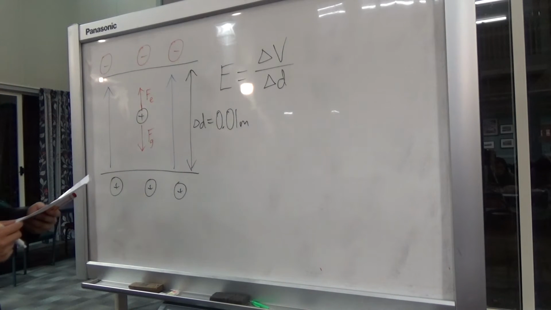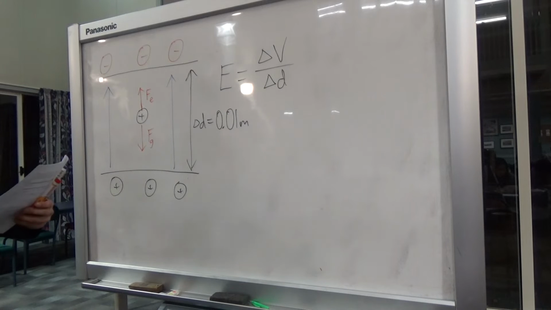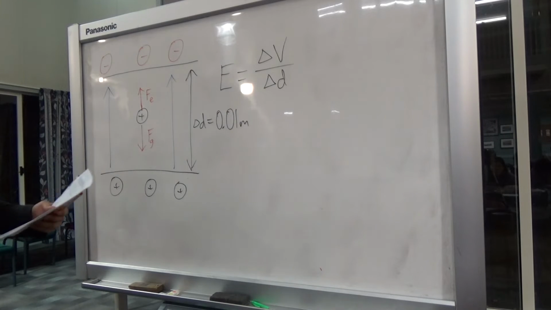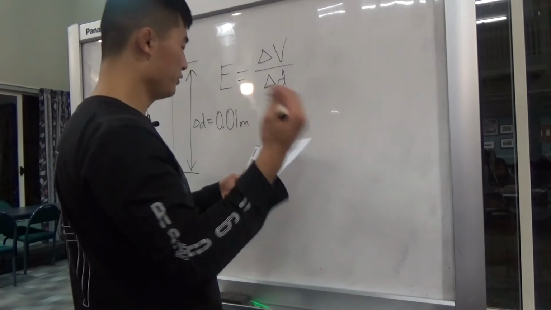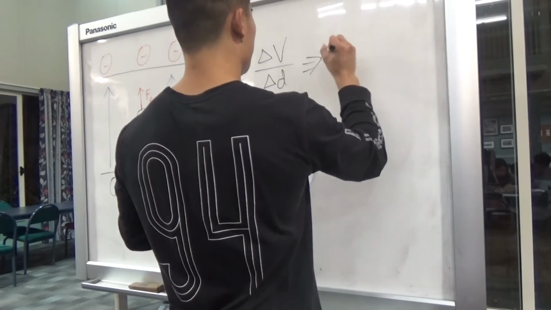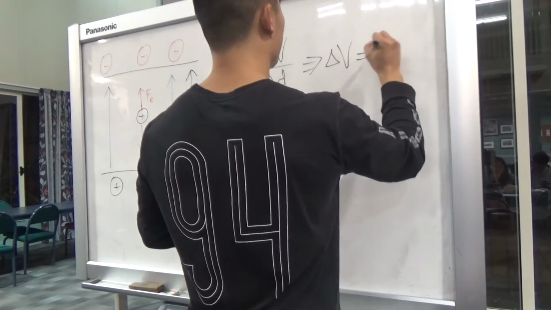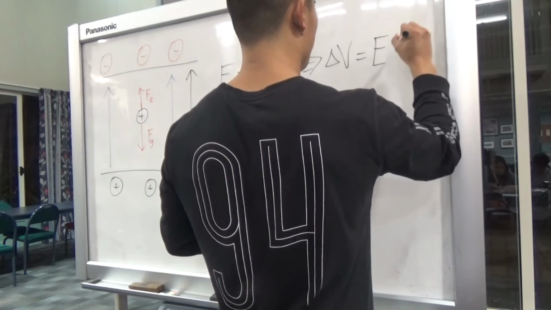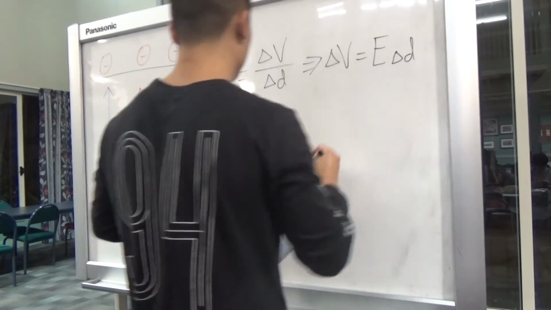And the electric field strength is 2 times 10 to the power 4. So what we need to do is rearrange this equation for delta V, which is equal to E times delta D.